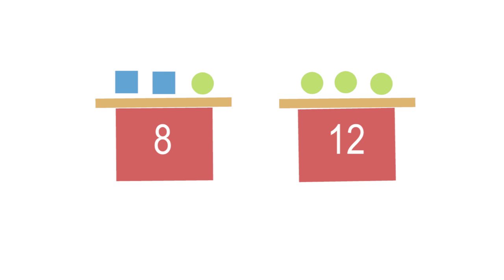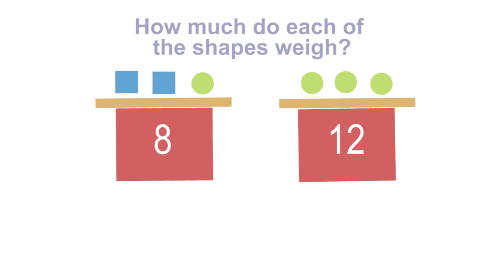Here, we are given two scales. The first scale measures the weight of 2 squares and 1 circle as 8 pounds, while the second scale measures the weight of 3 circles as 12 pounds. Our goal is to figure out how much 1 square weighs and how much 1 circle weighs.